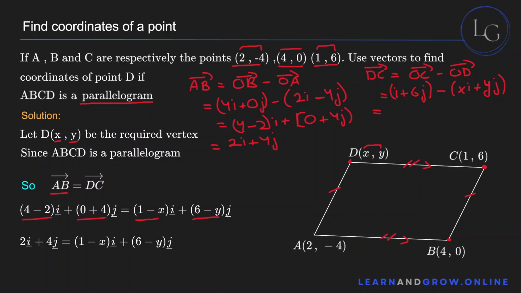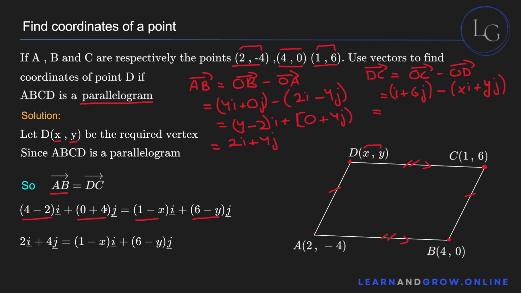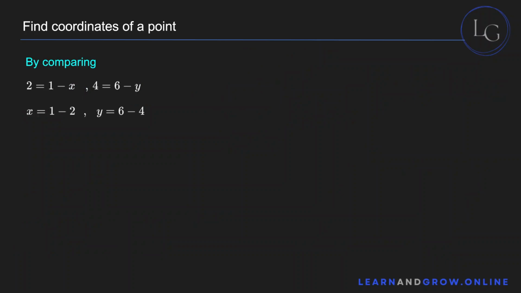And once you equate that, you get this. 2 is equal to 1 minus x, right? Because look at this. The value for i on the left hand side is 2, and the value of i on the right hand side is 1 minus x. So 2 is equal to 1 minus x, and similarly 4 is equal to 6 minus y. Because you treat the values of i and j completely separately, because one is on the x-axis, the i, and one is on the y-axis, the j values, right? So once you equate them, this is what you get. Now you can solve them.